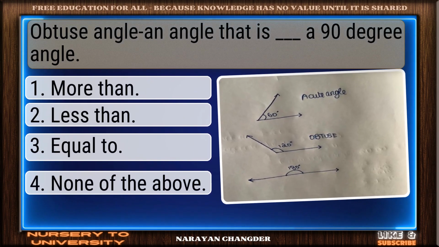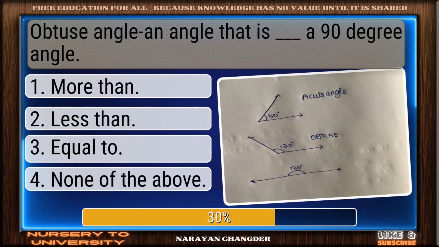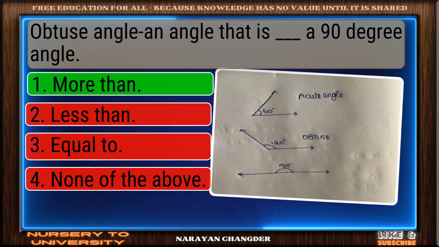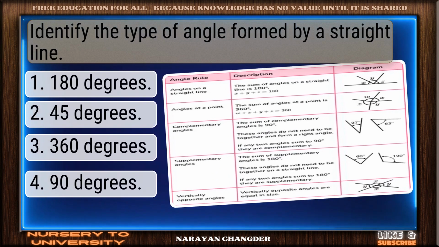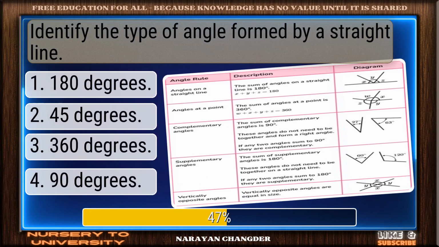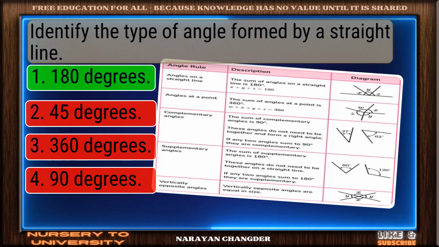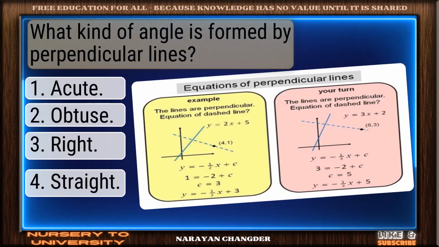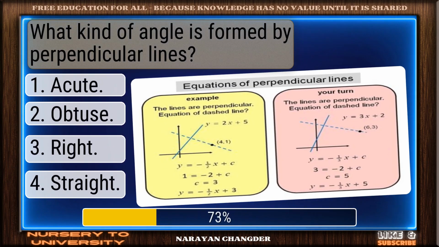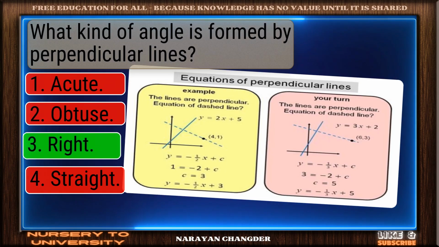Question number 160. Obtuse angle: an angle that is blank a 90-degree angle. Perfect. More than is the correct choice. Question number 161. Identify the type of angle formed by a straight line. Well picked. 180 degrees is the correct answer. Question number 162. What kind of angle is formed by perpendicular lines? You're right. Right is the correct answer.